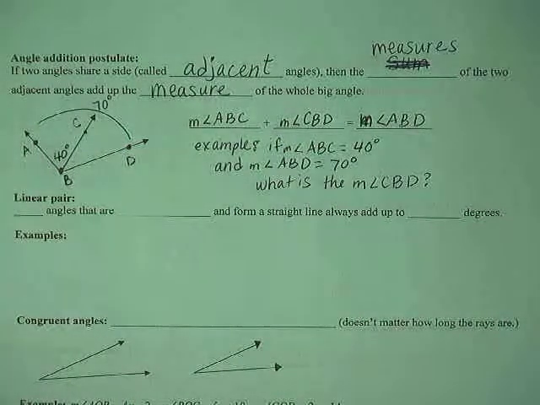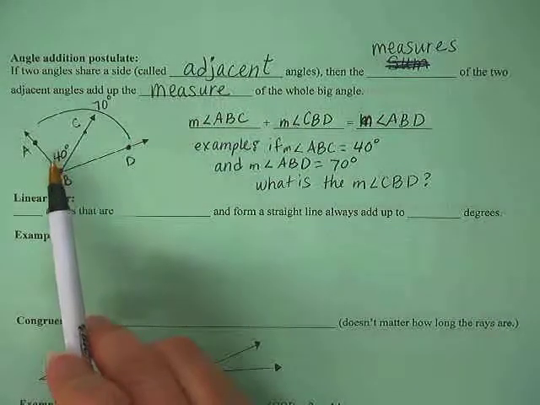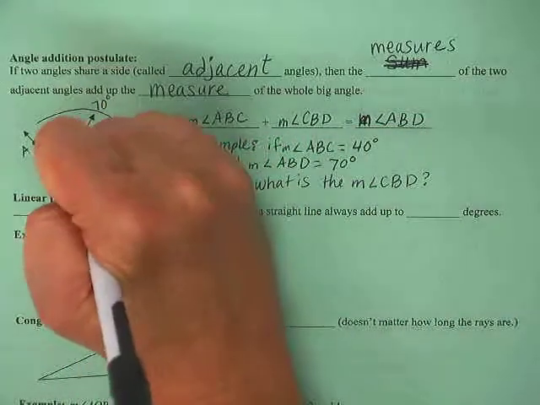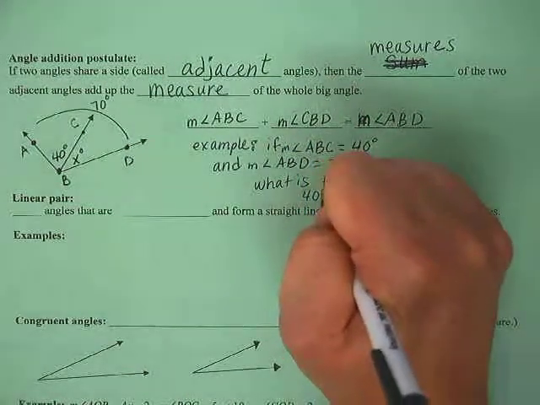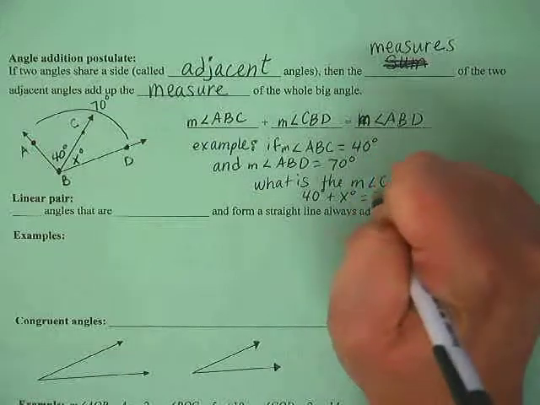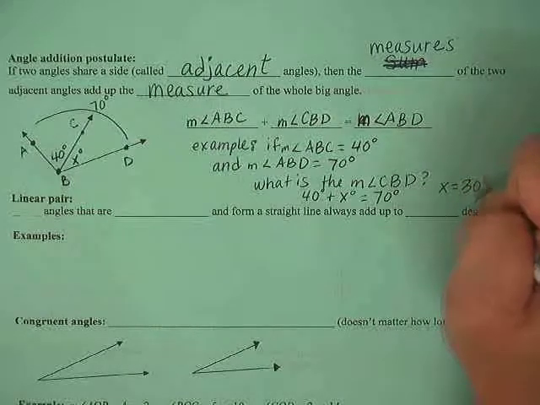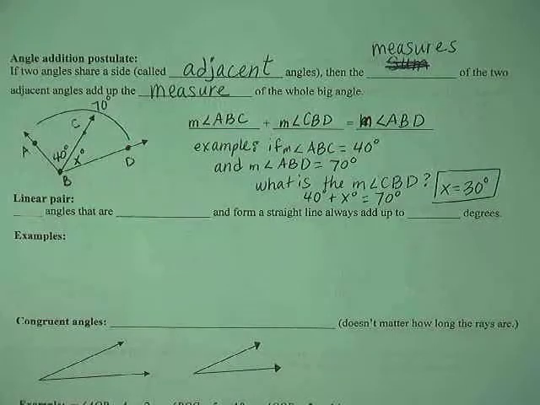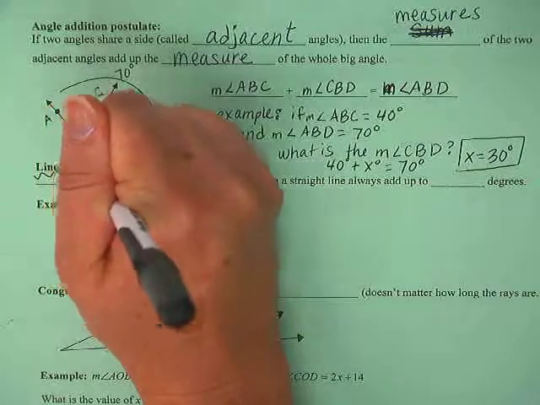What is the measure of angle CBD? So that would be this one right here. How do I figure it out? We just got done saying that this angle plus this angle equals that angle. So let's call this one angle X. So we could say we have 40 degrees plus X degrees equals 70 degrees. So what would X have to be? 30. X would have to be 30 degrees. Does that make sense? Good.